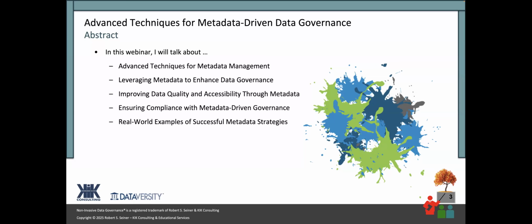When people are asked, what is the first order of business for their governance programs? At least in a course that I taught last week, we opened a poll and people said, data governance is really there to help to improve data quality. So I'm going to focus a little bit on how we use metadata to improve data quality and improve accessibility to data through the metadata. We'll talk about ensuring compliance because everybody thinks that governance itself is all about compliance. We'll talk about ensuring that your compliance is successful.